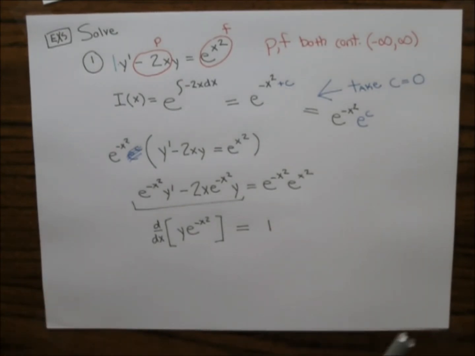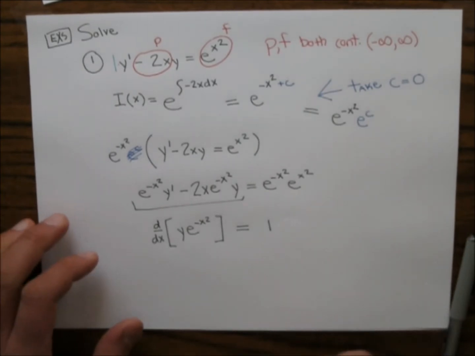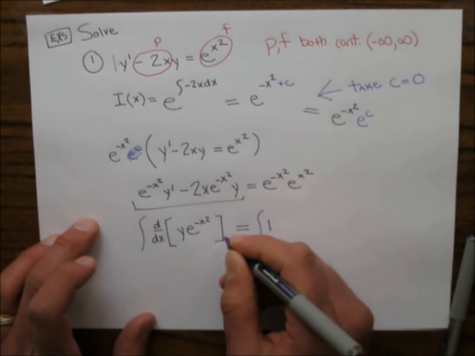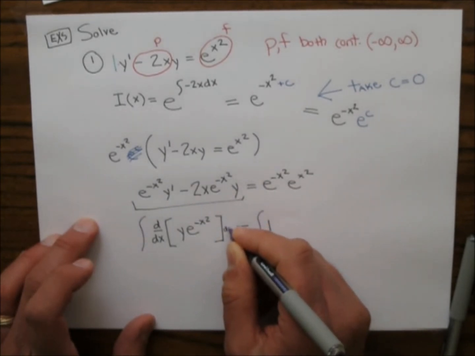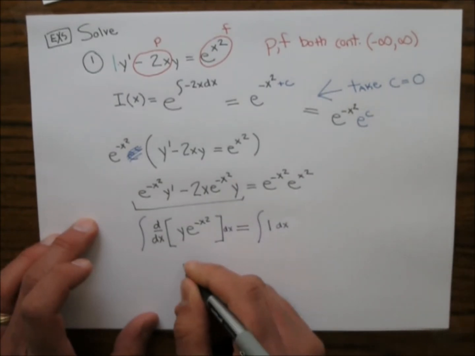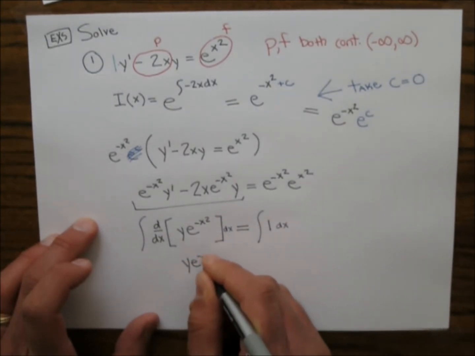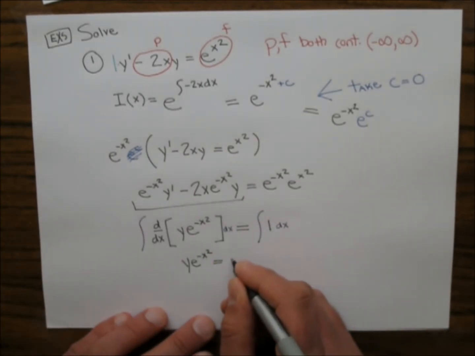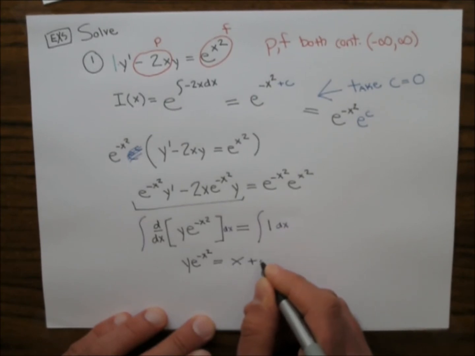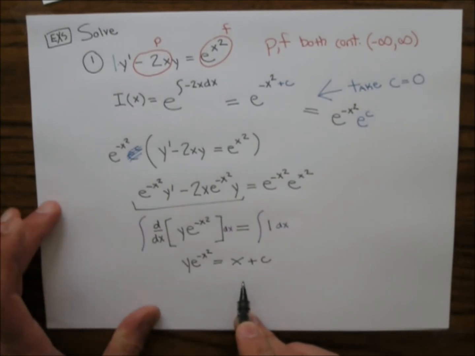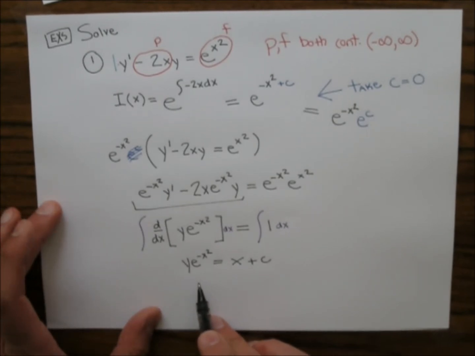Okay, so the next step that we're going to do is integrate both sides with respect to x. On the left-hand side, you are just going to have y times our integrating factor. And on the right-hand side, this is where we have to integrate something. The integral of 1 is x, and then we put plus c, and that's the c from both sides. We're almost done with this problem. We have to solve for y now.